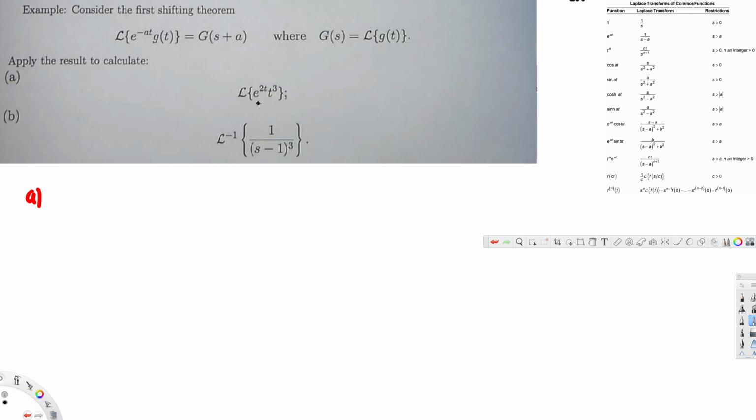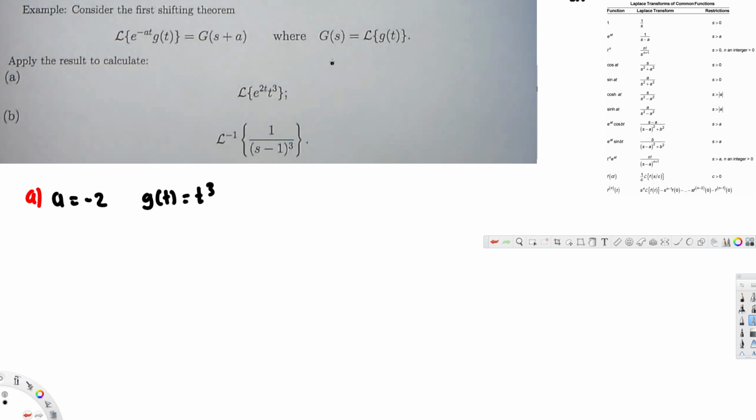If you compare this with this one, we have to have e power negative at pattern, right? So this is negative, negative 2. That's why it's positive. So a is equal to negative 2, and in our case g of t is equal to t cube, because after e power something we have to have g of t function. In our case g of t function is equal to t cube.